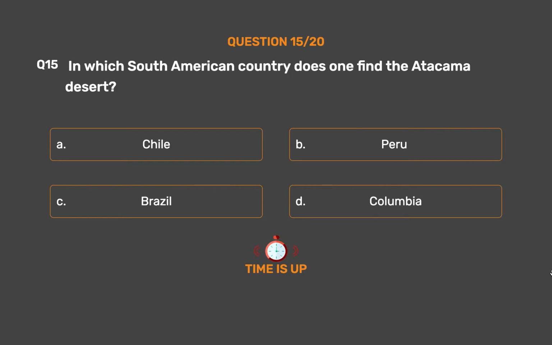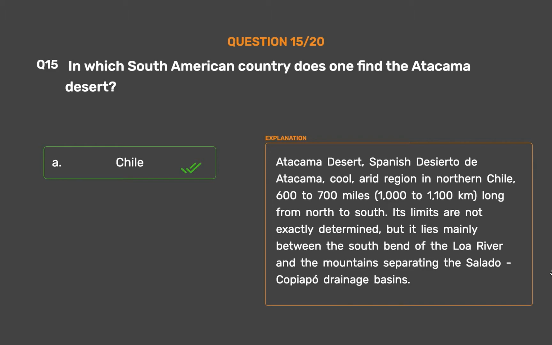The correct answer is option A. Chile. Atacama Desert, Spanish Desierto de Atacama, cool, arid region in northern Chile, 600 to 700 miles, 1000 to 1100 kilometers, long from north to south. Its limits are not exactly determined, but it lies mainly between the south bend of the lower river and the mountains separating the Salado, Copiapo drainage basins.